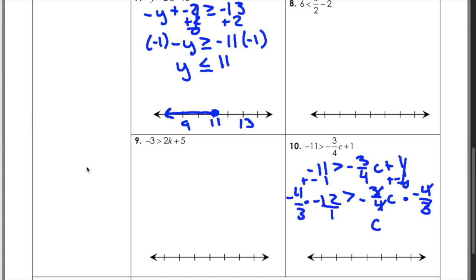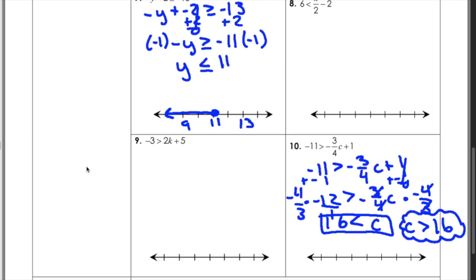Notice again that we are multiplying by a negative on both sides. So that means that we are going to have to switch the inequality. If it's greater than, this is going to become less than. We must switch it. Negative 4/3 times negative 12 is equal to 16. So positive 16 is less than c. Or if you would like to switch it, you can say c is greater than positive 16. Up to you how you want to write it.